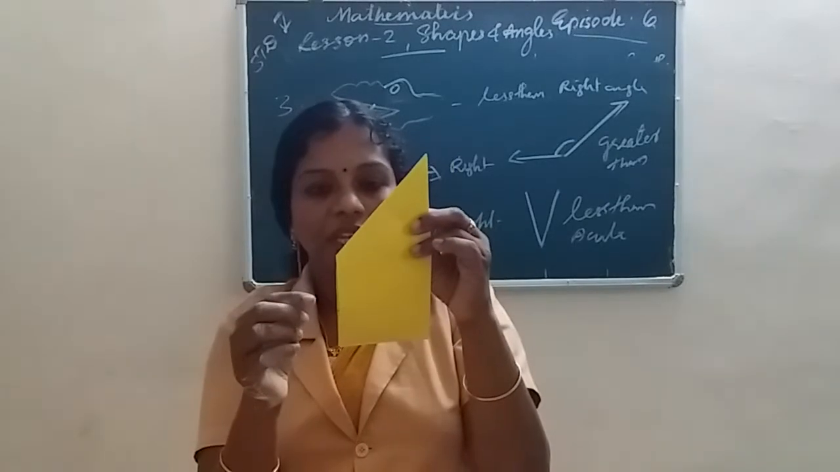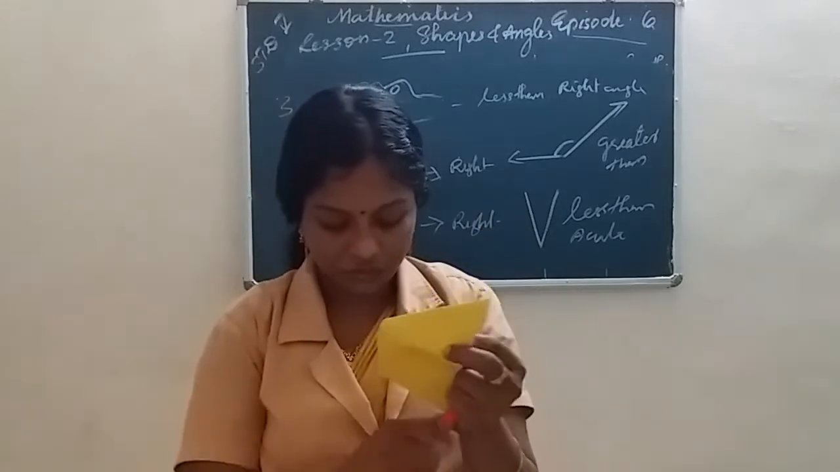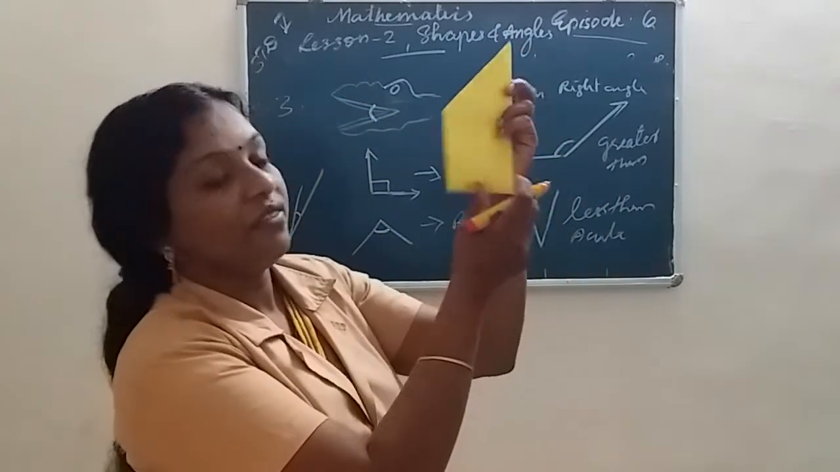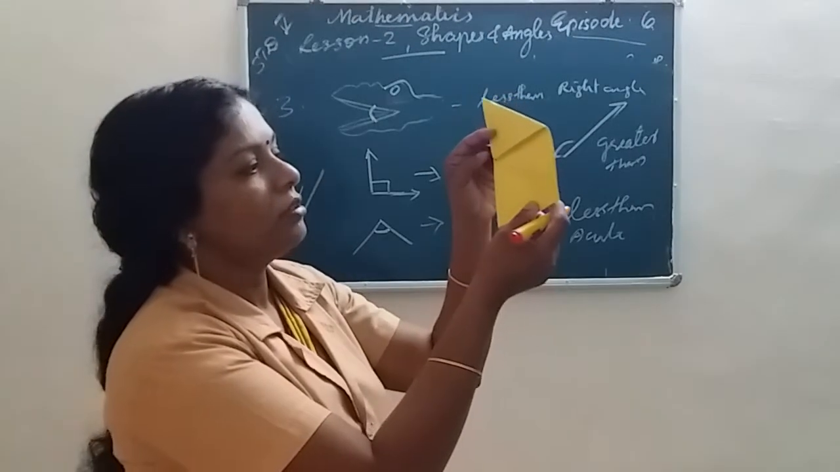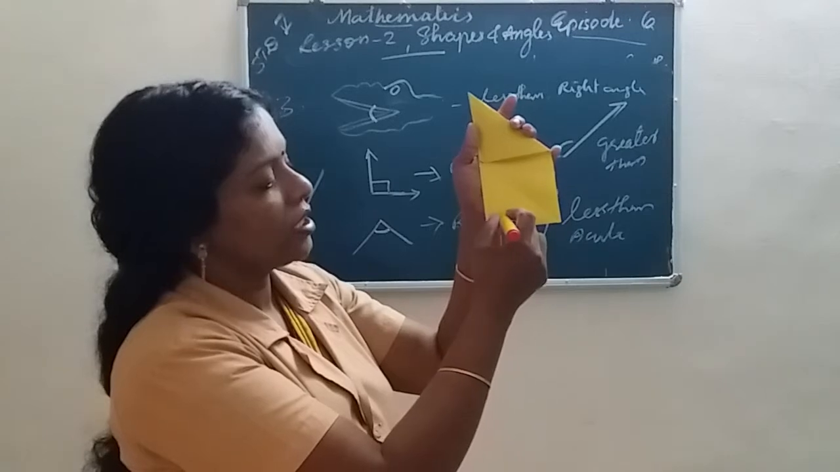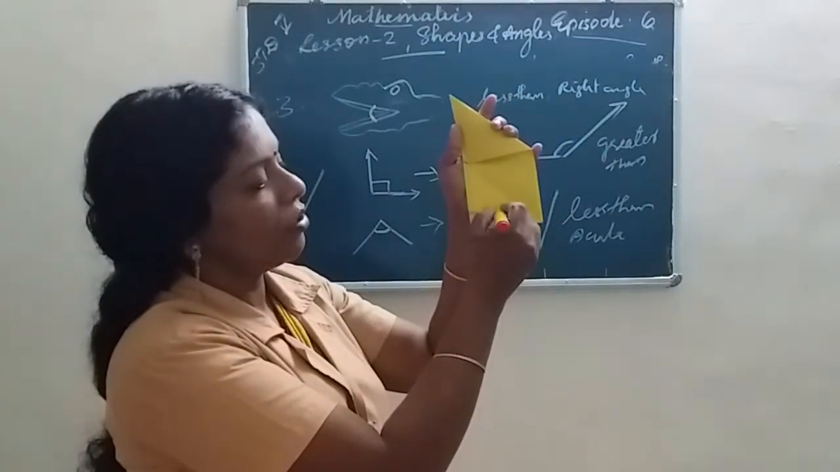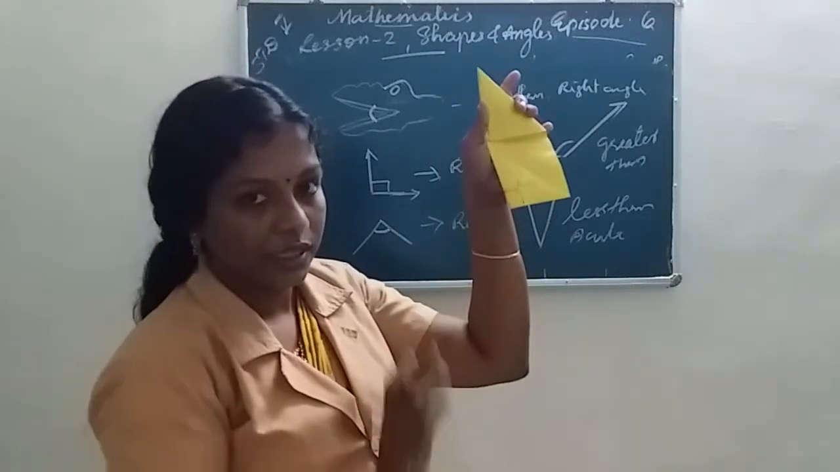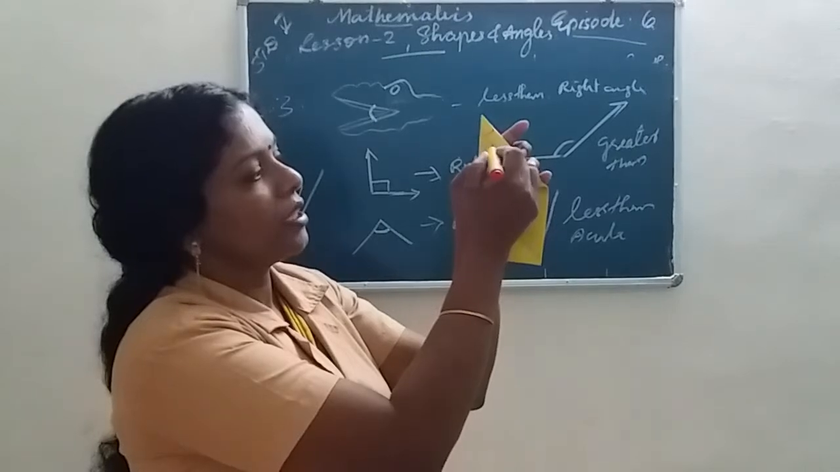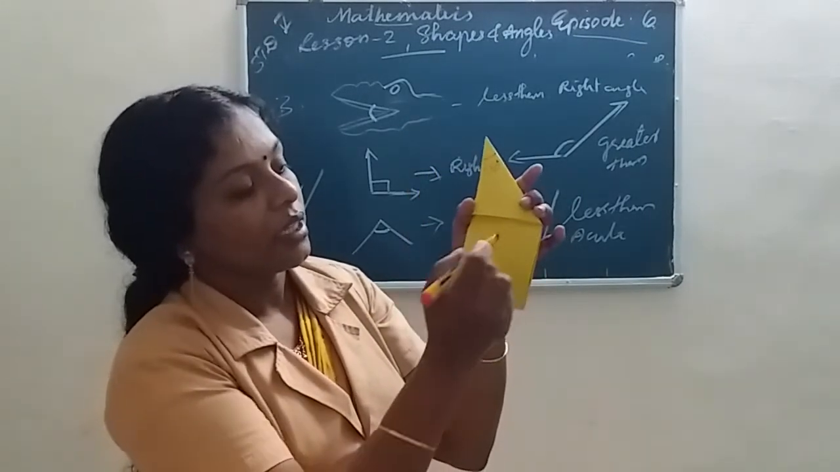Now you can see many angles here. First one, there is a right angle. Which is the right angled one? Here, L shape. This one is L shape. This one is a right angle. We got a right angle one. Another is less than 90 degrees. That is less than a right angle. Another is greater than a right angle.